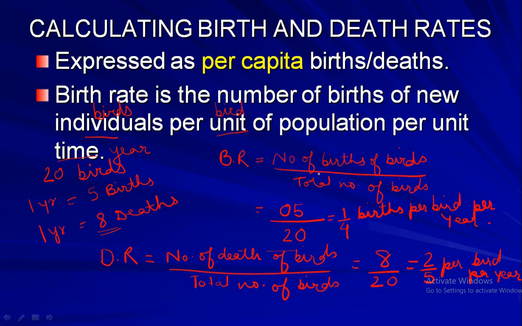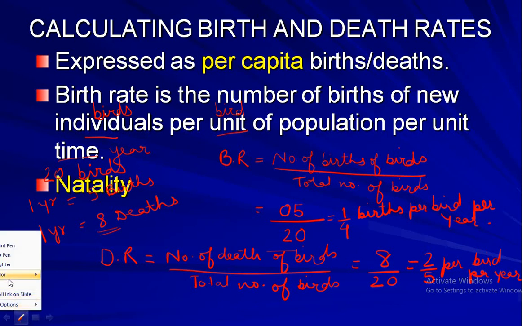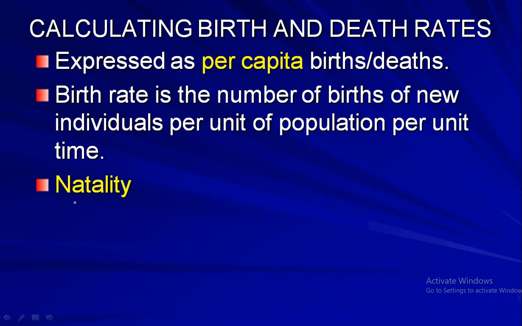Formulas are given: for calculating birth rate, it is number of births of birds upon total number of birds, and death rate is number of deaths of birds upon total number of birds. Now, the birth rate is also known as natality. This natality term is used for birth rate.